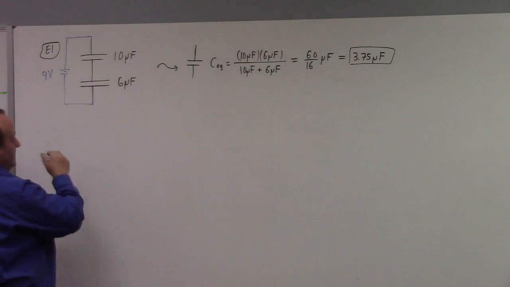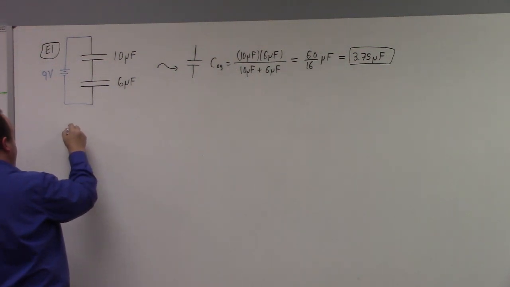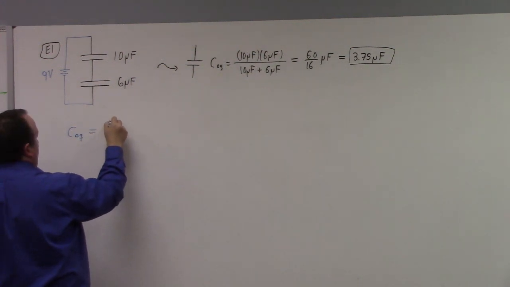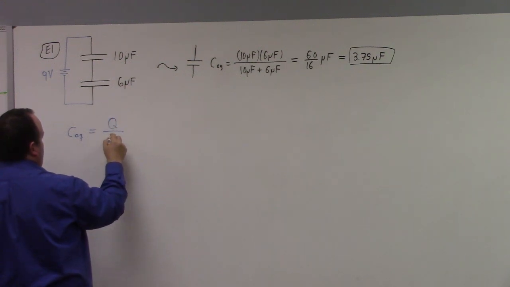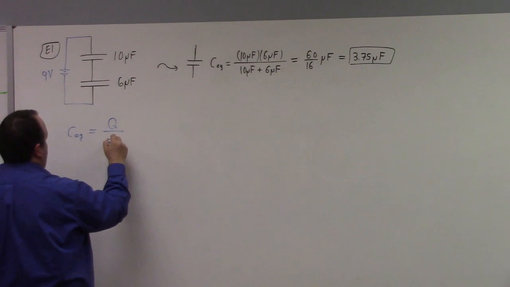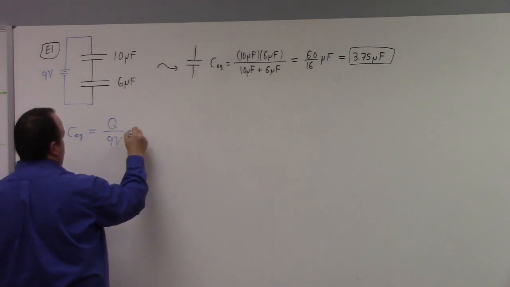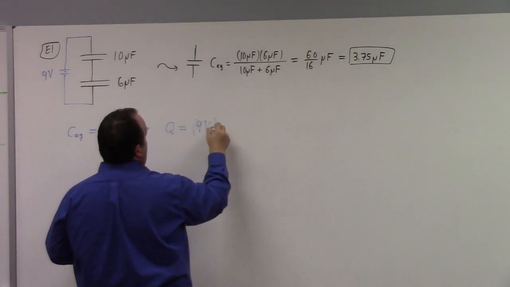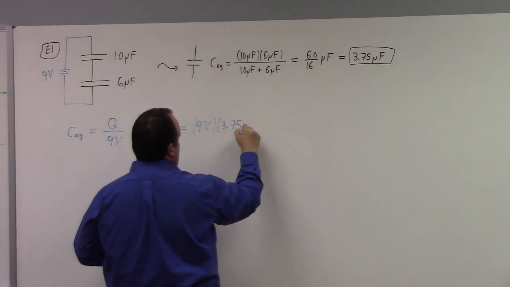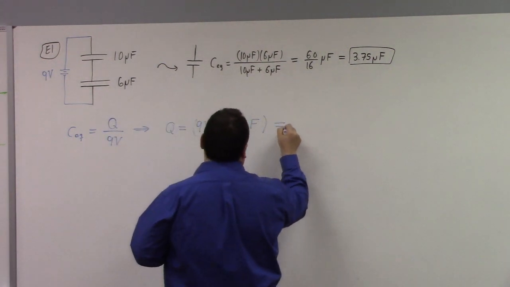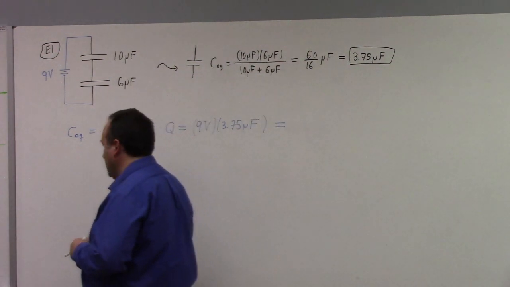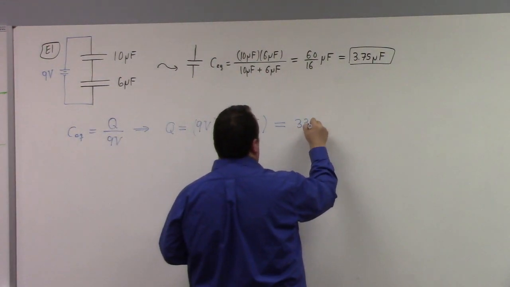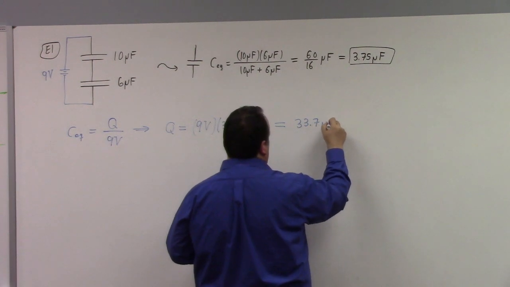So to start with, I say, okay, so we have C equivalent, right, is equal to what? It's equal to Q divided by, well, apparently 9 volts, right? So that tells me that the charge on the capacitors is 9 volts times 3.75 microfarads. What's that give us? What's 9 times 3.75? 33.75? Okay, I'll believe it. 33.75, and that would be microcoulombs.